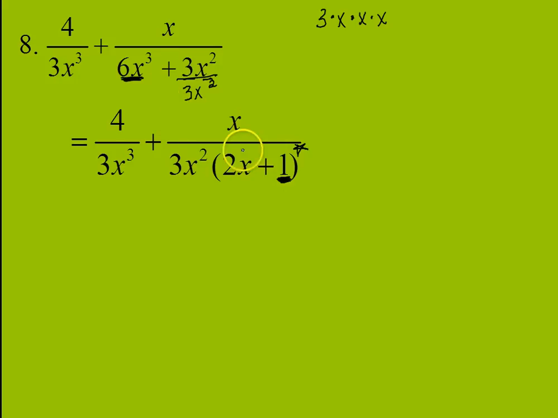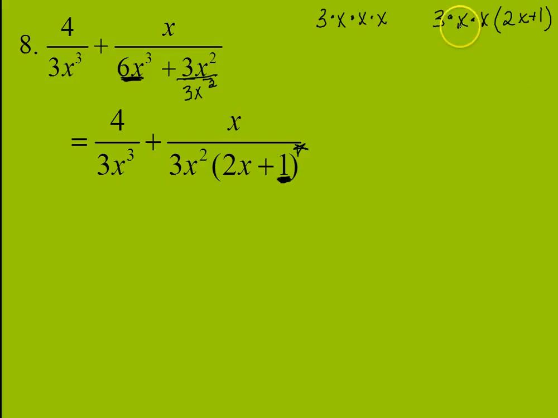Now, since we simplified this, we can figure out what our common denominator is. Okay, well, we already said the first one. It's 3 and 3 x's. So what do I have over here? I have a 3. That x squared tells me I have 2 x's. And then I also have a 2x plus 1. So my common denominator has several parts to this.